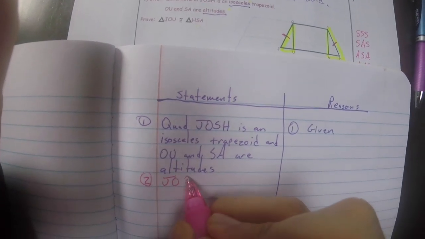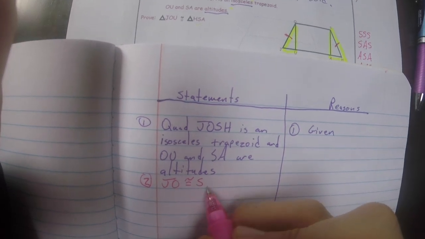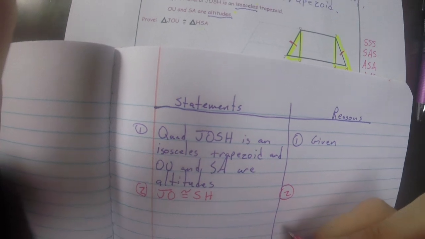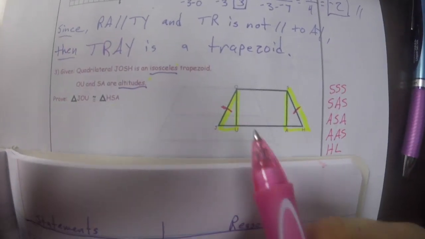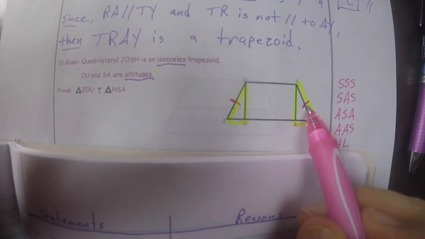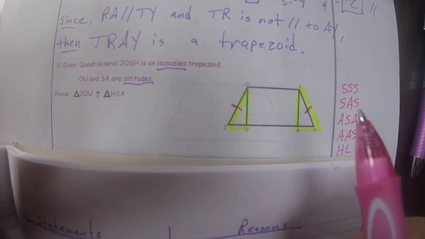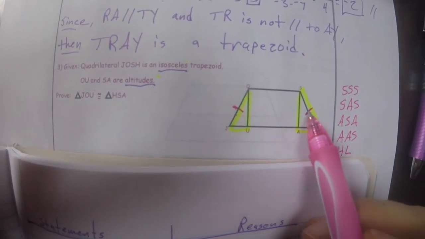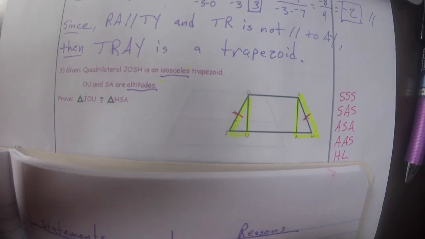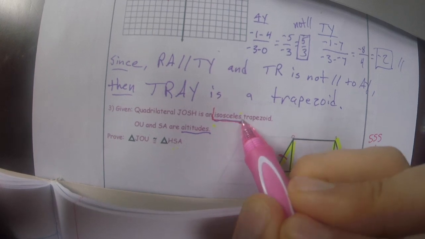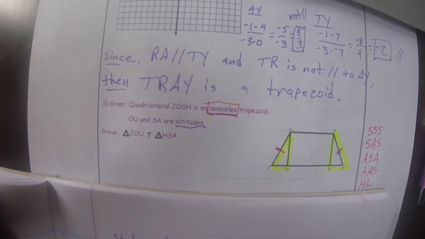JO is congruent to SH. Why? How do we know that these two sides are congruent to each other? Which word told us that these two sides were congruent to each other? Good old isosceles.